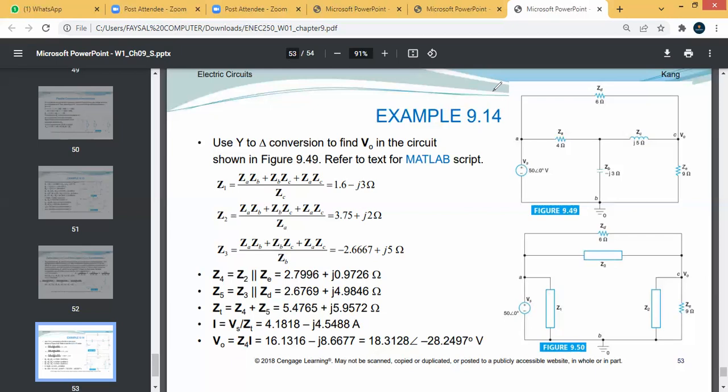Now the next one is my V naught. V naught basically is at point 0, so it will be Z4 times I. Z4 value is this one. So this is the important thing: V naught equals Z4 with the value of I current.